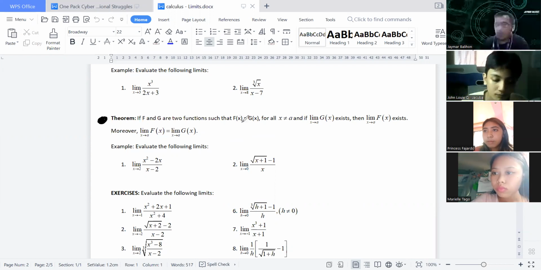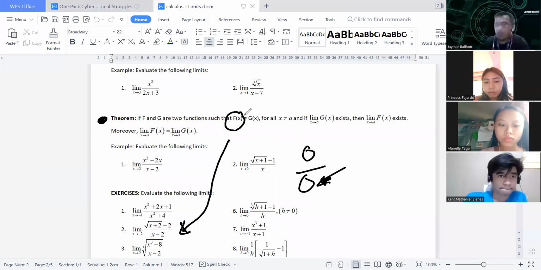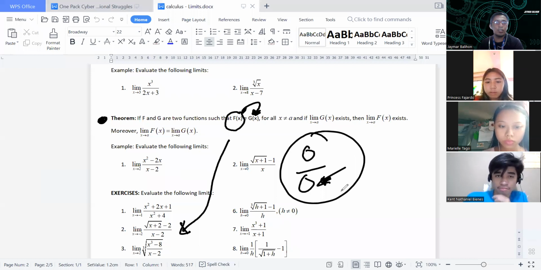It means that if you have a function f of x, and you substitute like we did earlier and you get 0 over 0, or the denominator becomes 0, then you need to find another function equivalent to f, say g, so that when you do the process, it is no longer the case. Okay? There are a lot of ways to find an equivalent function, depending on what is given.